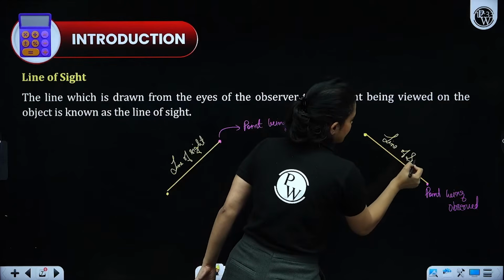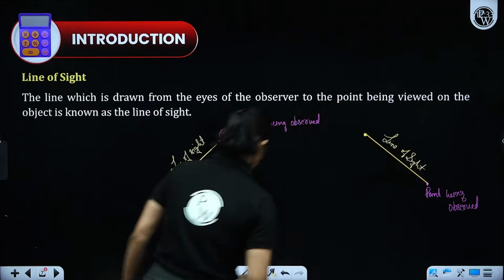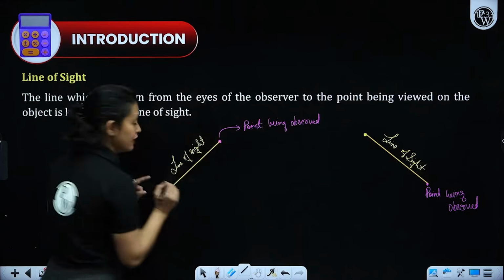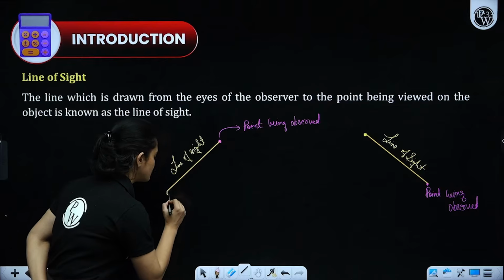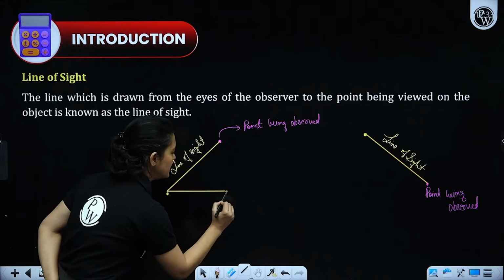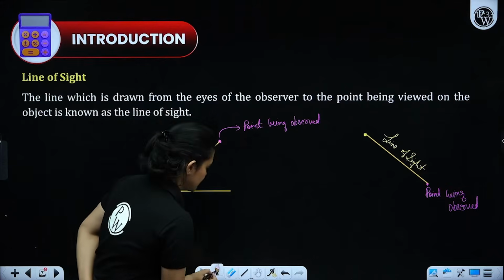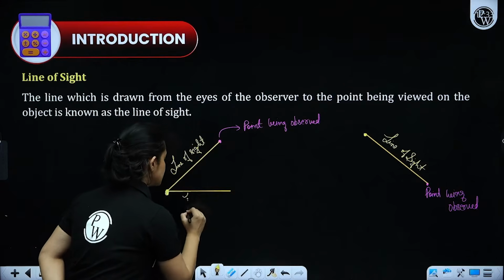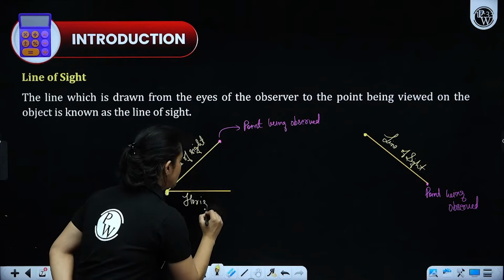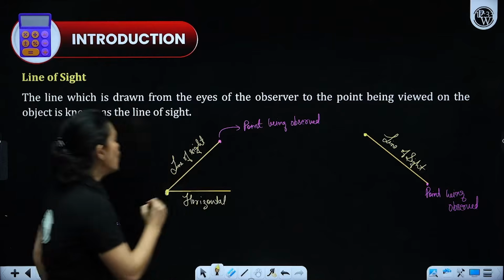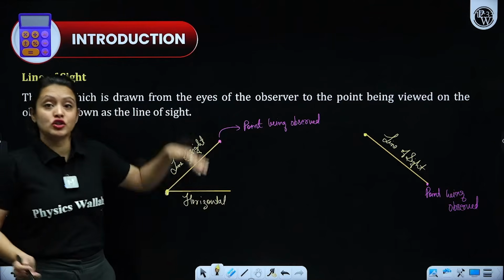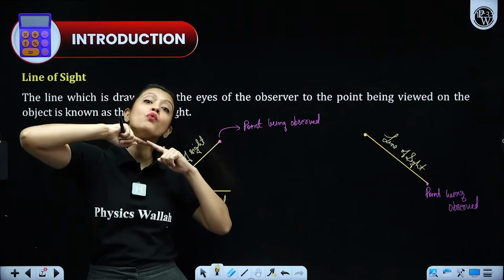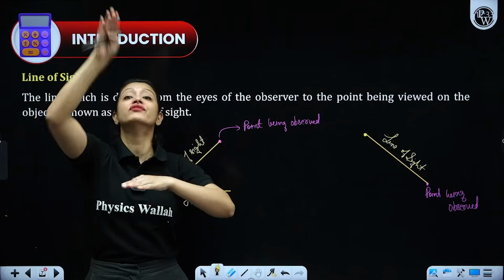Let me draw the horizontal also here so that some things will become clear. This is my point of observation, so my horizontal would be something like this. Here you can see in this scenario, the line of sight is above the horizontal. When I'm watching something that is up, the line of sight would be above the horizontal.